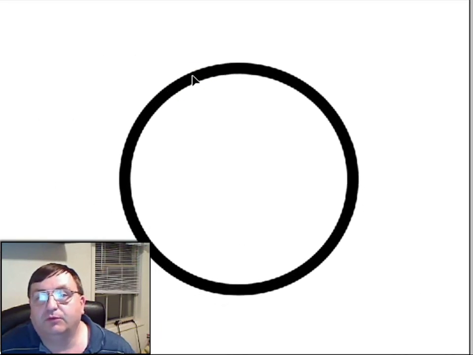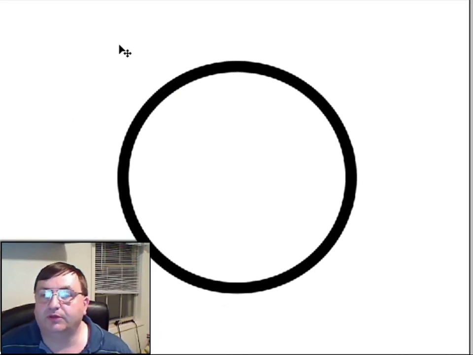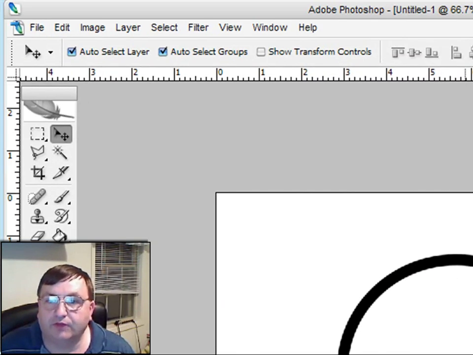Select my pick tool, and I'm going to go ahead and center this up on the screen a little bit. Now the next thing I'm going to do is go ahead and create the text that I'm going to try to fill within this circle.